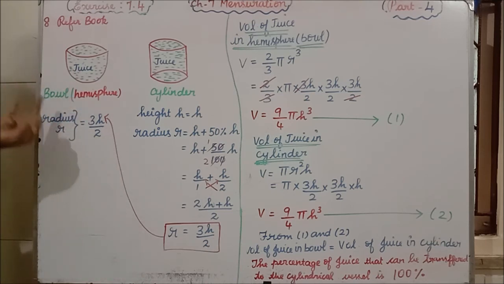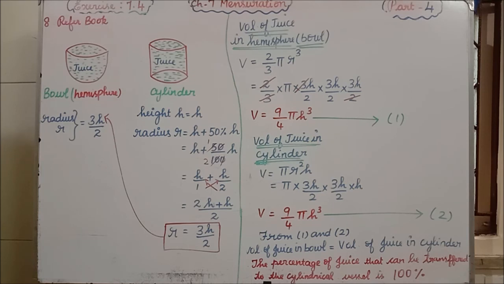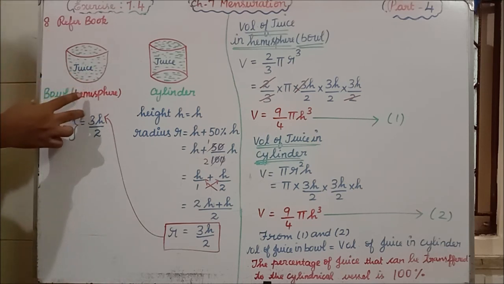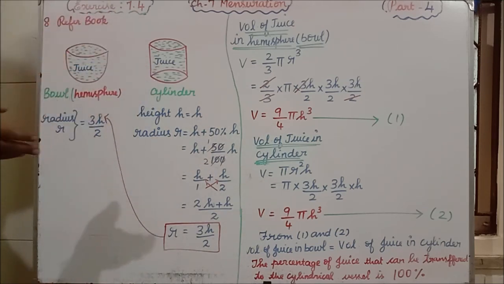So, the radius of the hemisphere is what? 3h by 2. How have we got it? We have seen it in the cylinder part itself. Now, I am going to find the volume of the hemisphere separately. Then the volume of the cylinder, I am going to find separately. Now we will see that. Volume of juice in the hemisphere, that is the bowl. In brackets, I have written bowl.